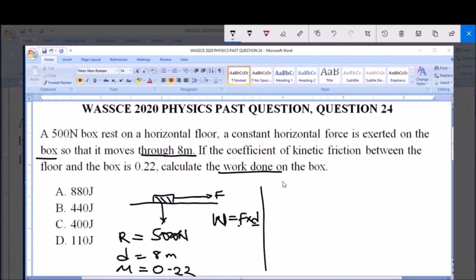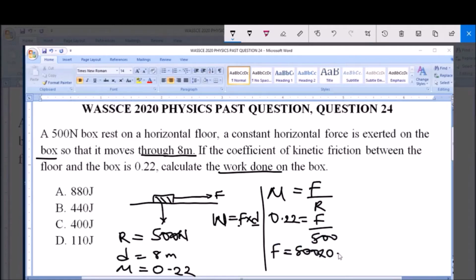Now to find our force, there's a formula connecting the coefficient of kinetic friction with force and reaction. This formula says that the coefficient of kinetic friction mu is equal to force all over reaction, which is the same as the weight of the box. And so we have that mu is 0.22. So we say 0.22 is equal to F all over 500. So F is equal to 500 multiplied by 0.22.